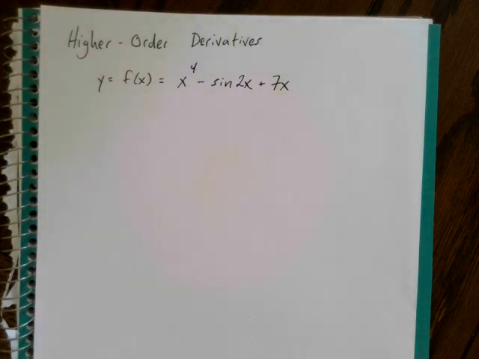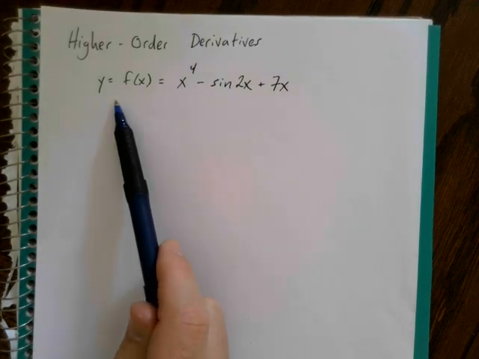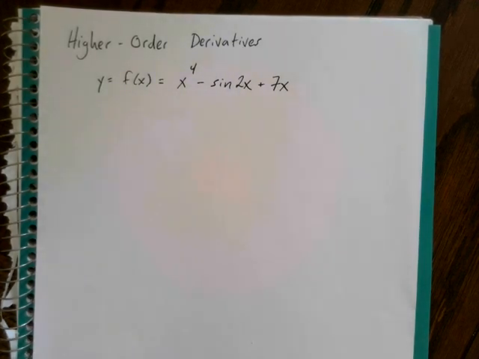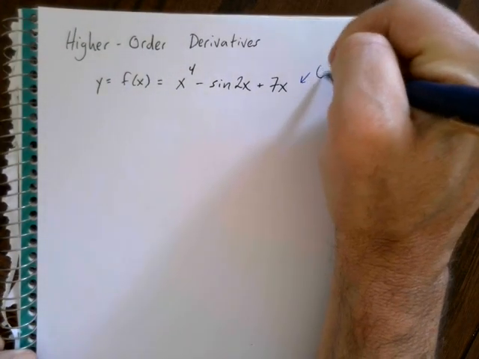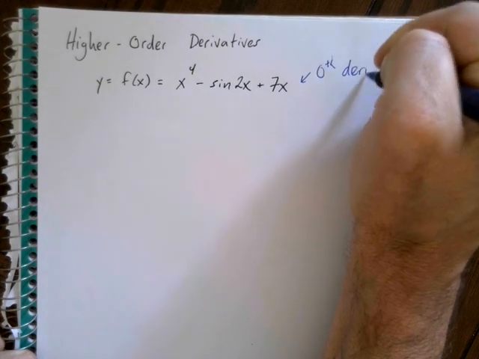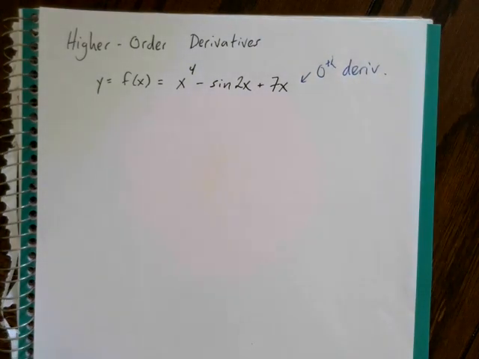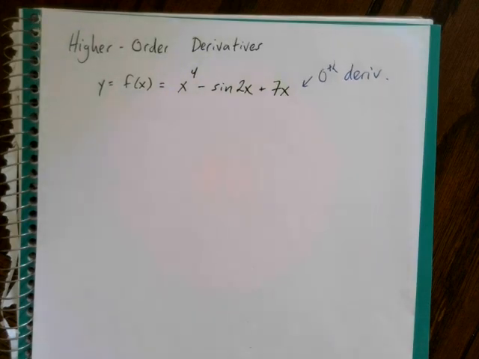Higher order derivatives, doing the first, second, third, fourth, fifth derivatives, and so on and so forth. So here we have y, right? This is just some function in terms of x. That's called the zeroth derivative, by the way. It makes sense in some contexts to define the zeroth derivative. We did the derivative 0 times, so there you go.